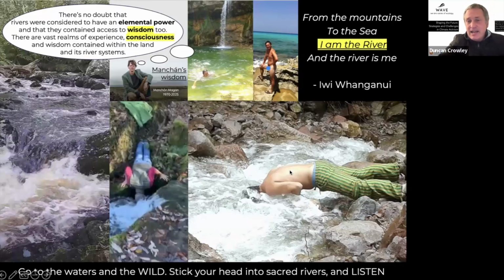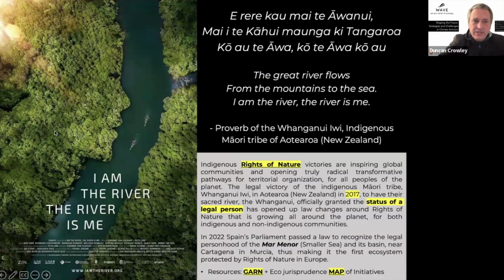And that brings us to a massive sea change. This phrase from the indigenous community of the Iwi Whanganui in New Zealand, they said, the great river flows from the mountains to the sea. I am the river, the river is me. This community fought for the rights of their river for 140 years against the British system, against the New Zealand system, and they won. It was the second nature entity to be given the rights of nature. This is starting to get replicated in other indigenous communities around the world and beyond.